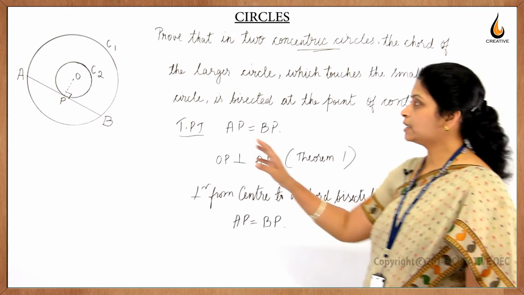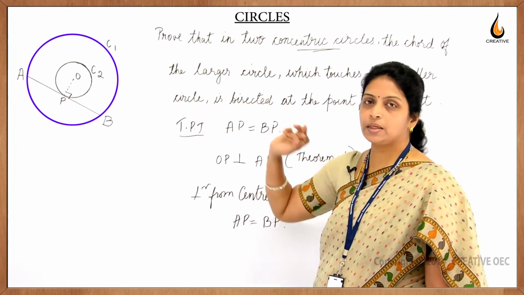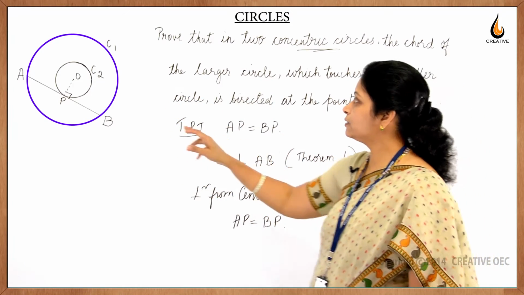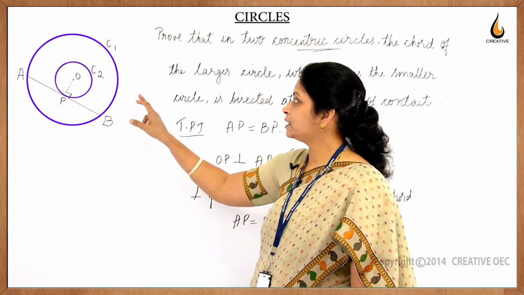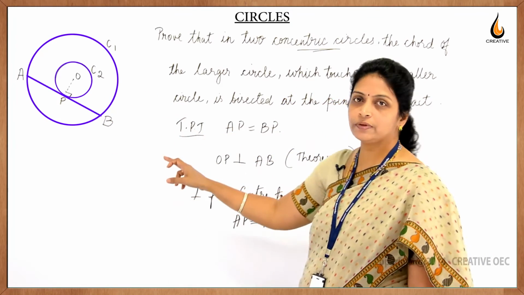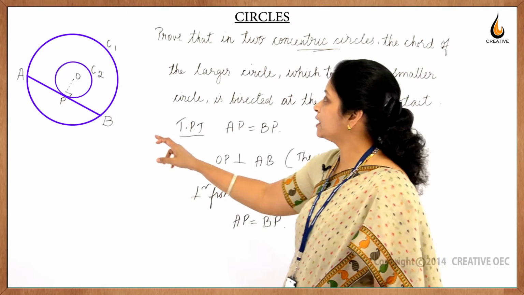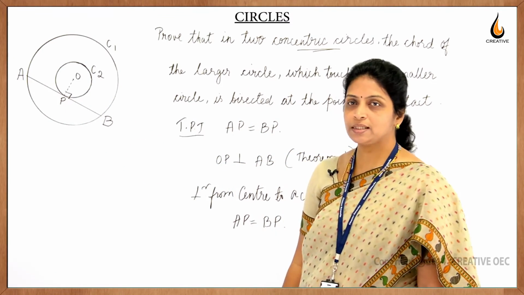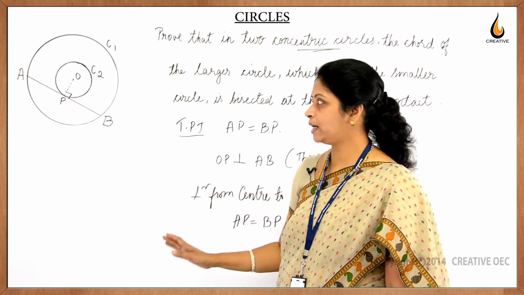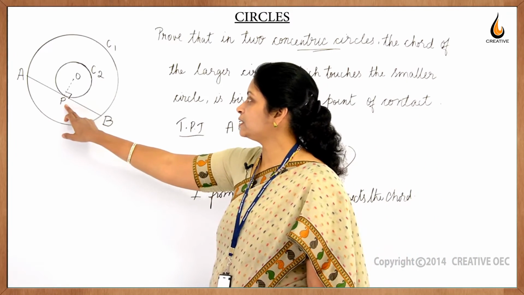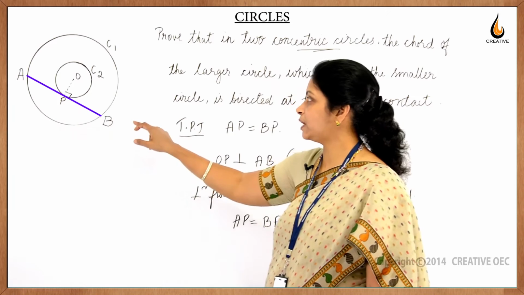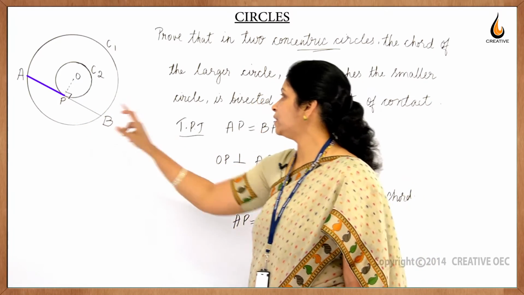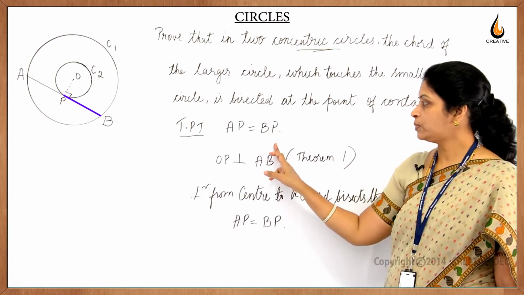They have given two circles. One is the bigger circle C1 and the other one is the smaller circle C2. In this we have to show that the chord of the bigger circle which touches the smaller circle at one point P is bisected. Bisected means it is cut into two equal parts at P. If P is the midpoint of AB, then AP should be equal to BP. That is what we have to prove.